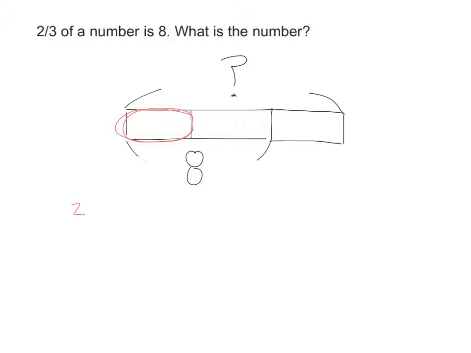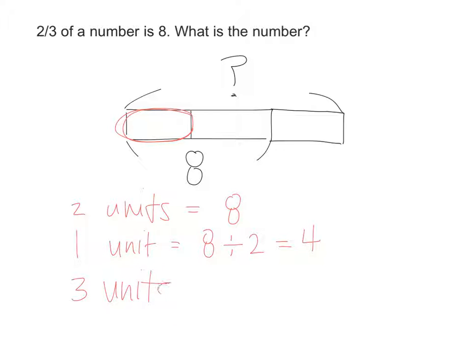So if I know that 2/3 is 8, or sorry, if 2 units, let's write it this way. If 2 units are 8, how much is 1 unit? 4. Yeah, so 1 unit would be 8 divided by 2, which is 4, right? And then the whole is how many units? 3 units. So then I need to do 3 units equals 4 times 3, which is 12. So therefore the number is 12. What that means is 2/3 of 12 is 8, right?